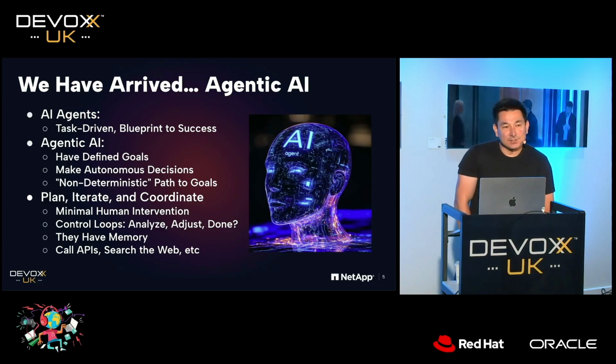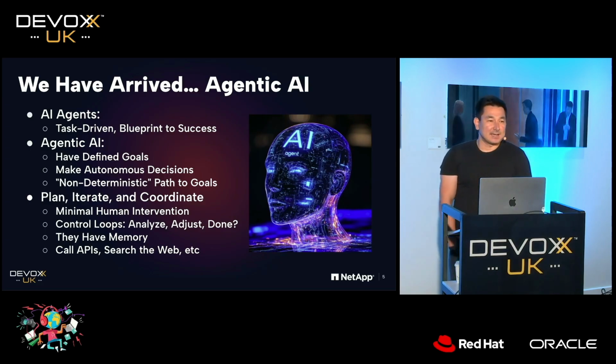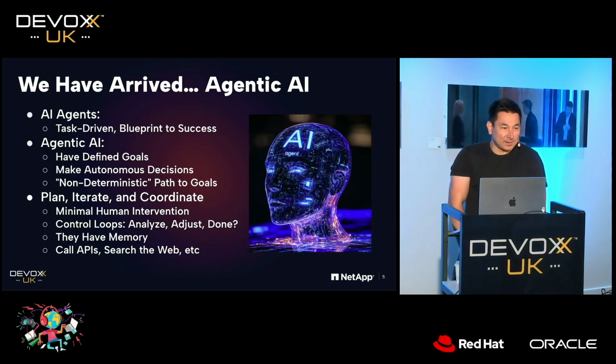And so because you're turning the keys over to this AI system to figure out how to get to the end, it's kind of non-deterministic, right? Because you have no input in how it gets to that end state. And so how you get to the goal is very different than how you get to the goal for an AI agent. So very different, AI agent versus agentic AI.